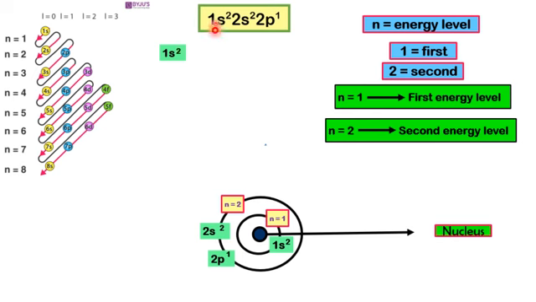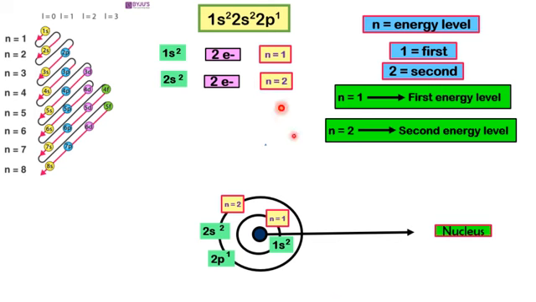Again, the 1s2 here has 2 electrons because of the exponent. It is located in the first energy level or n is equal to 1. In 2s2, we can say that there are 2 electrons because of the exponent. It is positioned in n is equal to 2 according to our drawing, or in the second energy level. Our 2p1 here is located in the second energy level, which is n is equal to 2, having 1 electron only because of the exponent 1. So simple as this.